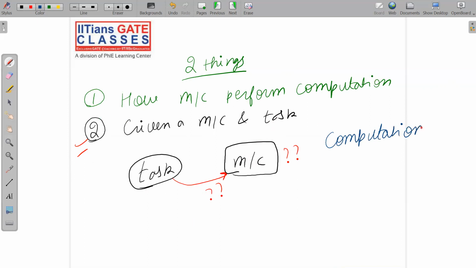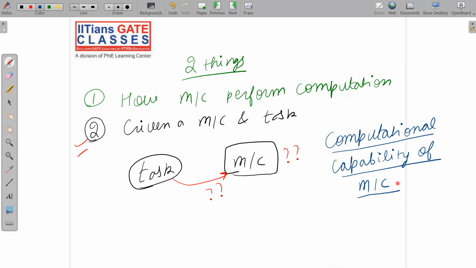Computational capability of machine. Let me say it again. Computational capability of machine means, given a machine and a task, whether this machine is capable of doing this task or not. That is the basic meaning of computational capability of machine.